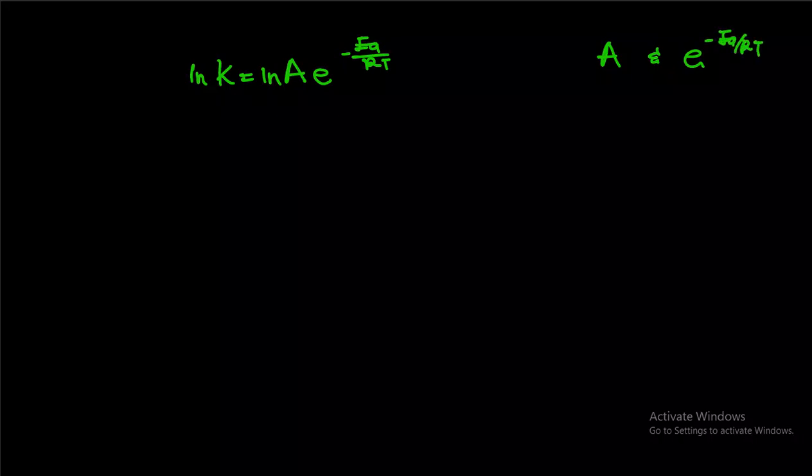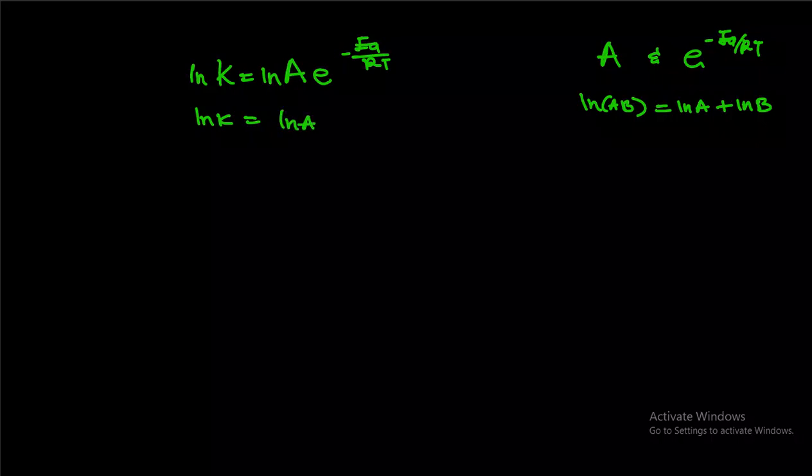What, guys, do you understand about the natural log? Whenever you have a natural log, for example ln of A times B, it is the same as ln A plus ln B, because we are multiplying. This is what we were doing in mathematics. So this expression is also going to be written as ln k equals ln A plus ln e raised to the power of negative EA over RT.